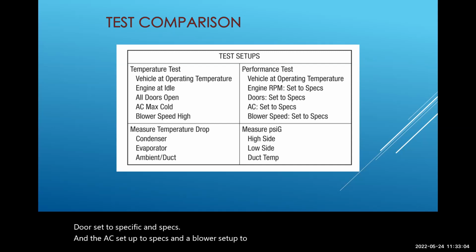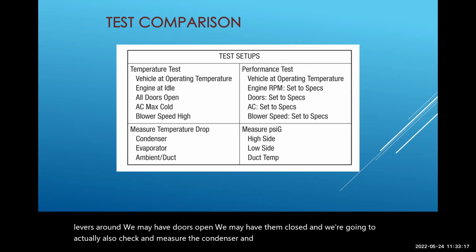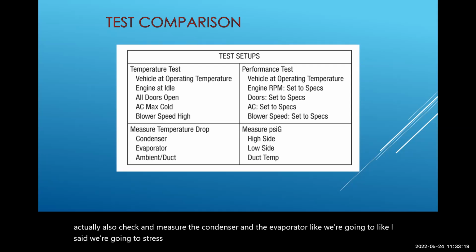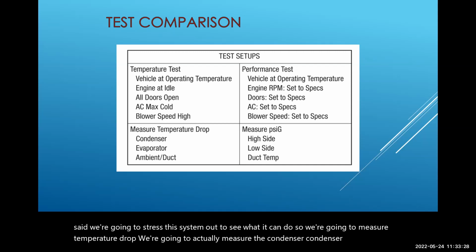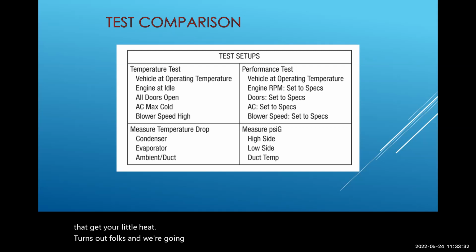So we're going to start moving these levers around. We may have doors open, we may have them closed, and we're going to actually also check and measure the condenser and the evaporator. Like I said, we're going to stress this system out to see what it can do. So we're going to measure temperature drop. We're going to actually measure the condenser temperatures, so get your little heat guns out, folks. And then we're going to check the evaporator temperature the best we can. Sometimes they're hard to get to.